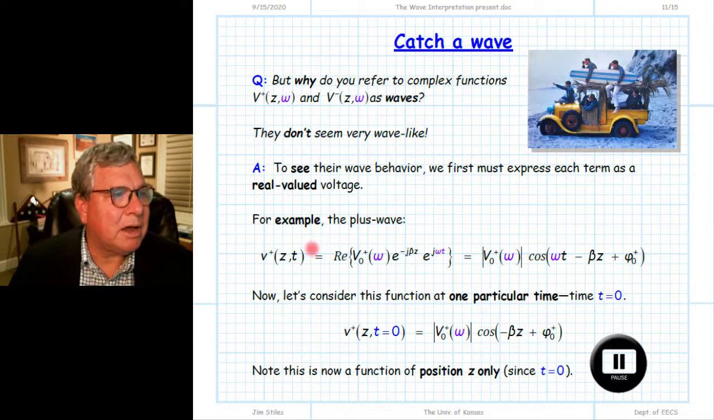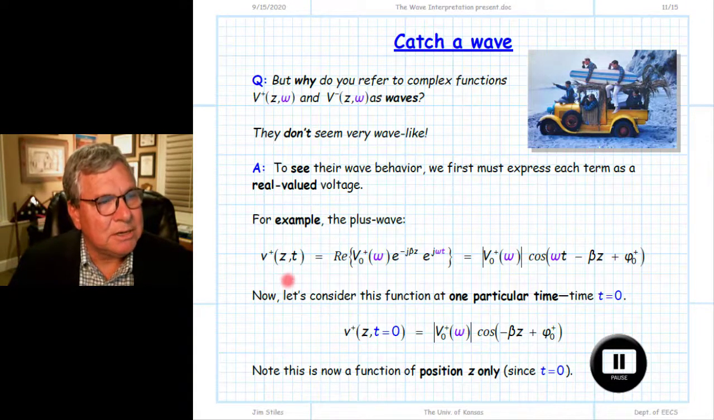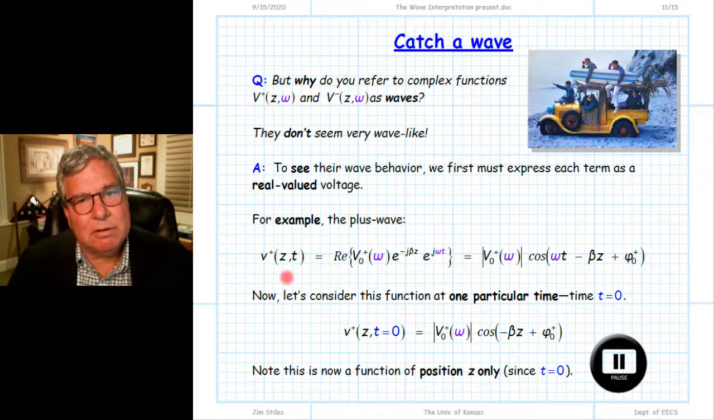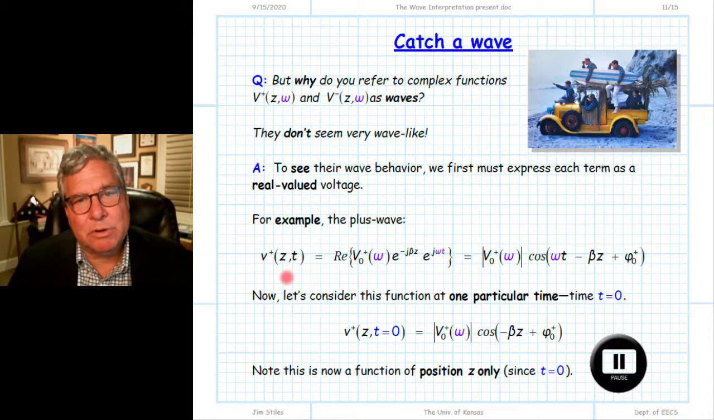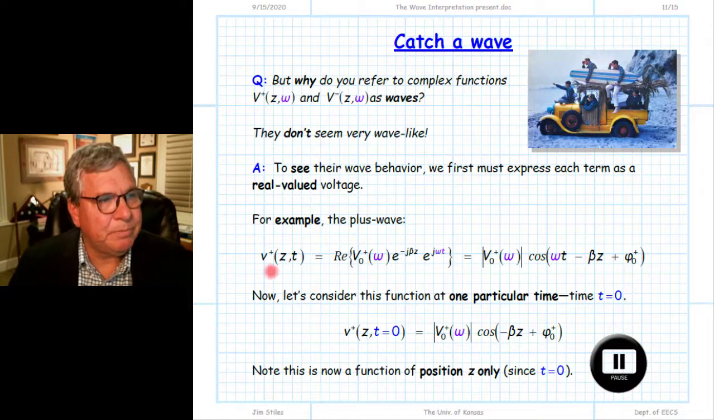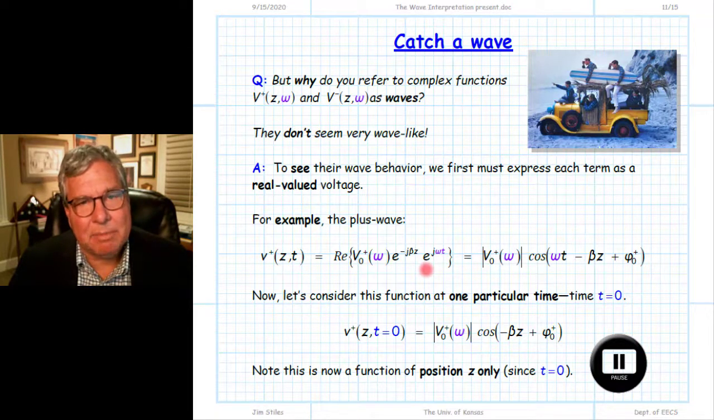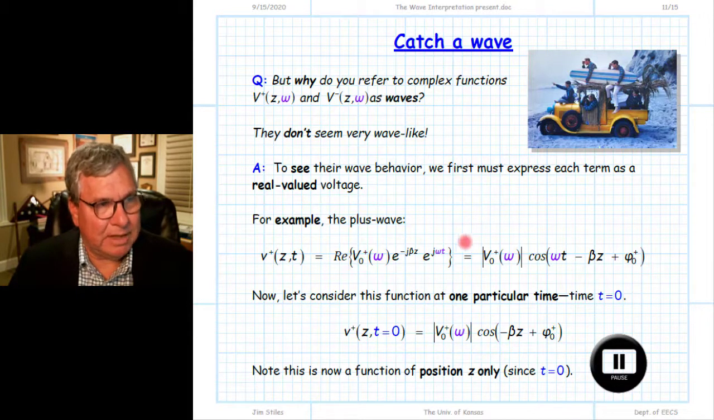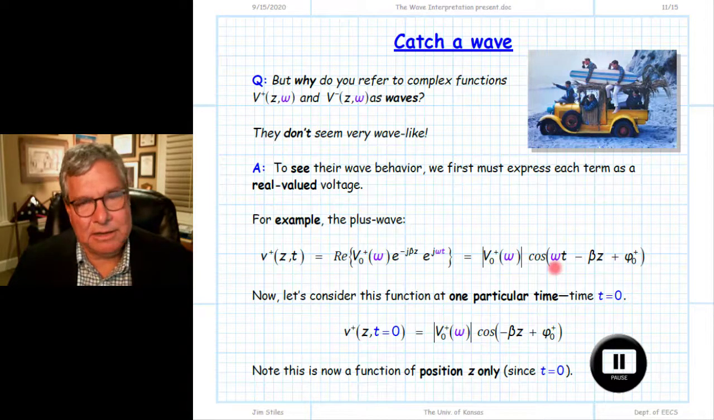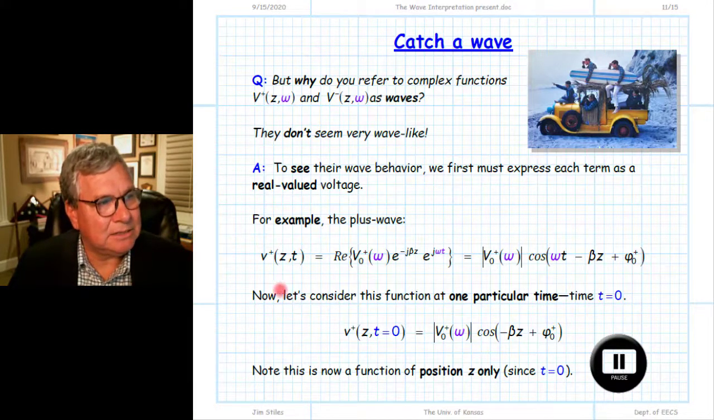So to see mathematically the physical manifestation of our propagating wave, we need to go through and write our plus wave and minus wave voltages in terms of their real value. We're going to convert our otherwise complex expressions for the plus wave voltage into a real valued voltage. And of course we do that by multiplying the complex function by e to the j omega t and then taking the real part. When we do that, we pull out the real valued voltage and see explicitly the sinusoidal oscillation at frequency omega. And so this is the real valued representation of our plus wave voltage.